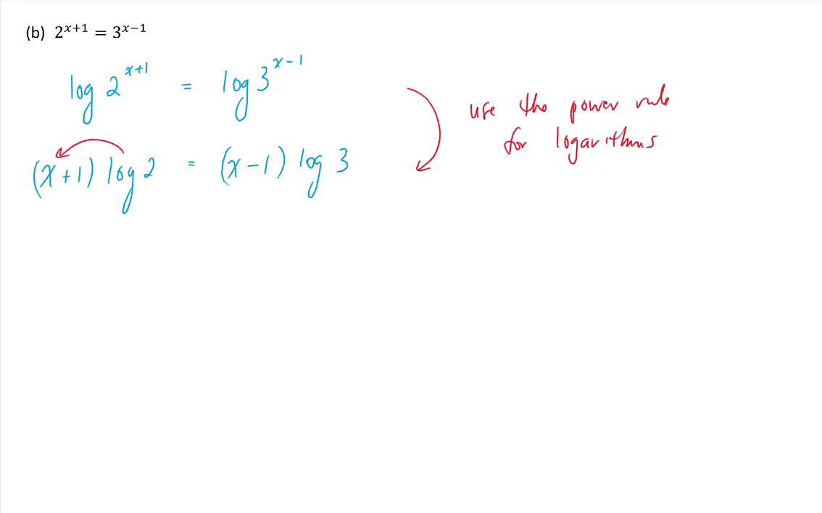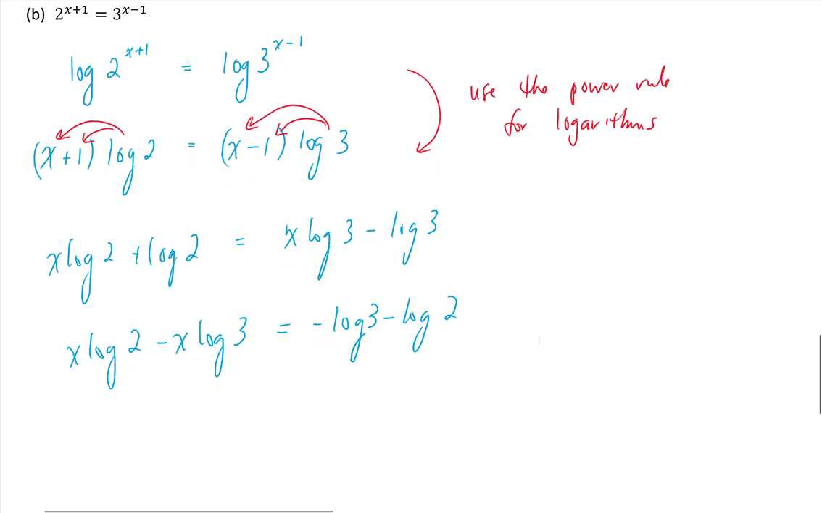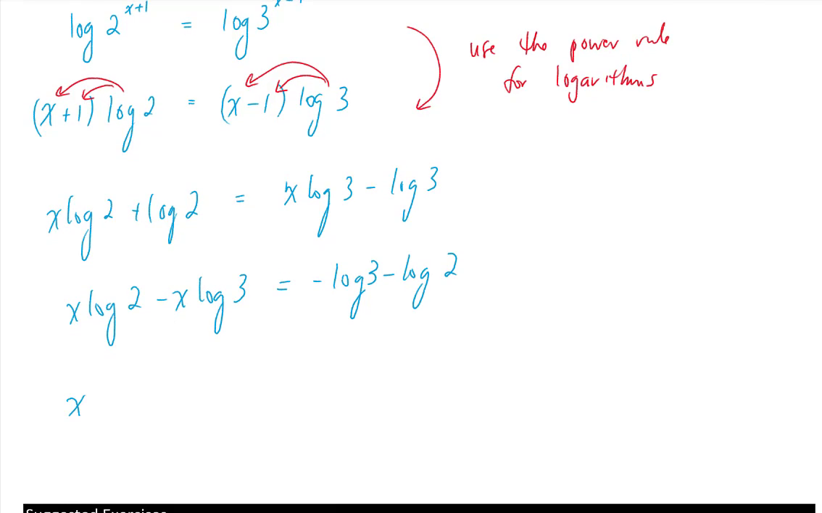We can now expand the logarithm into each set of brackets. So I get x log of 2 plus log of 2 is equal to x log of 3 minus log of 3. Next step is to move all the x terms to one side and all the numbers to the other. So I have x log 2 minus x log of 3 is equal to negative log 3 minus the log of 2. Common factor of an x from the left side leaves me with a log of 2 minus a log of 3.